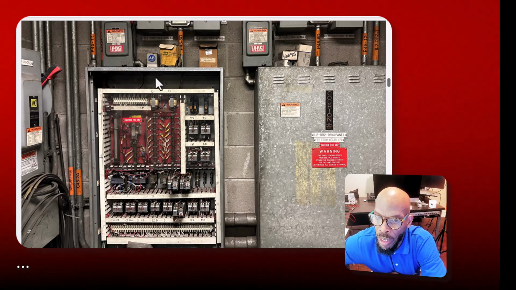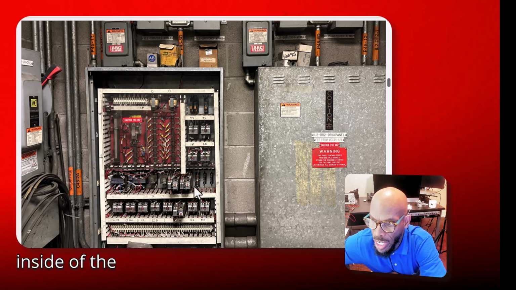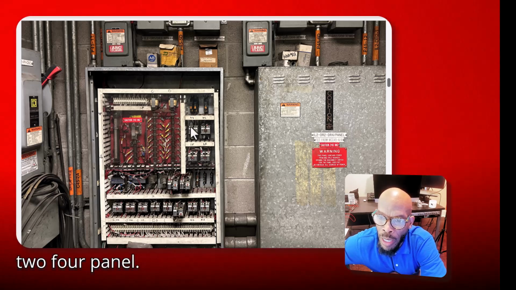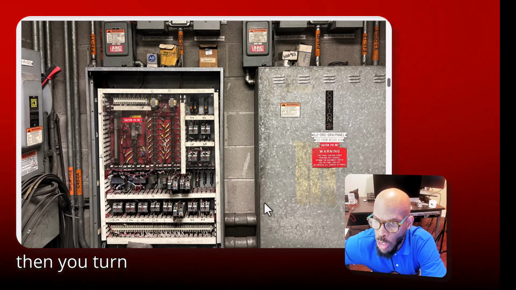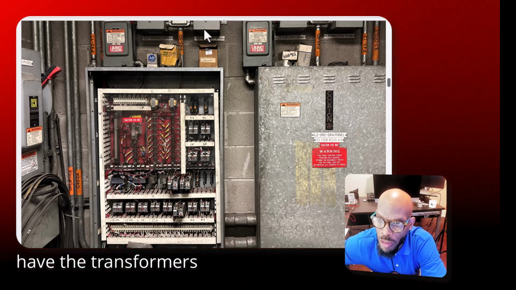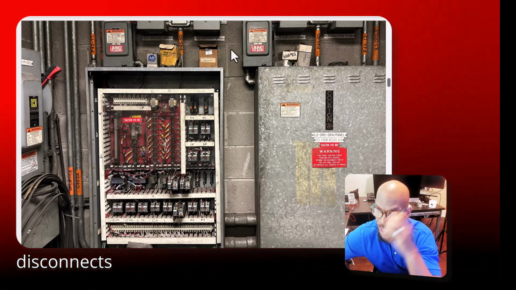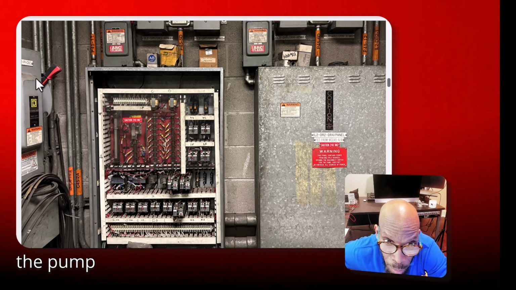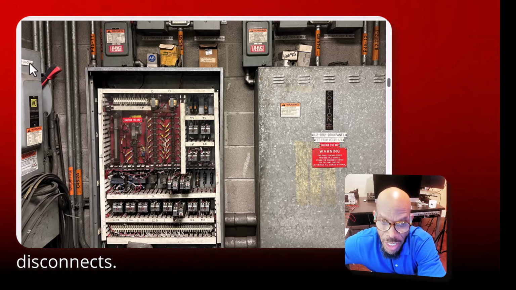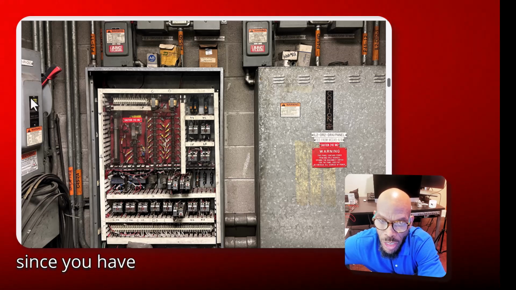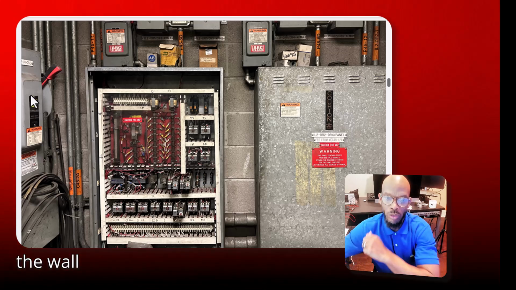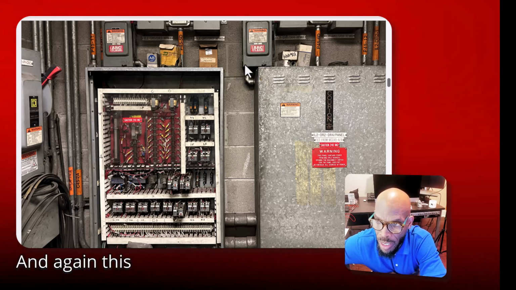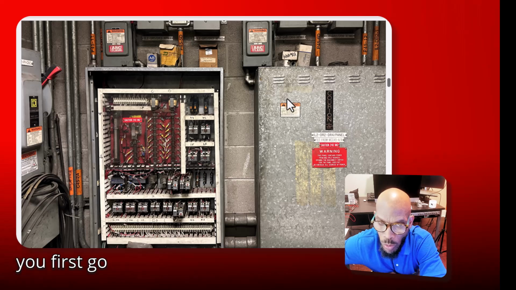Here we have the inside of that panel. This is the inside of the panel that you just saw. And here's the other one, the IL2 door 2/4 panel. When you walk into the equipment room, you come this way and then you turn left, then you can see these right here. You have the transformers up above. You have the disconnects for these panels. Then you have the pump, or the pins, disconnects, and they're on this wall right here. There are 4 of them, since you have 4 pins. They're on the wall to the left, adjacent to the panels. And again, this is in the equipment room to the left when you first go in.